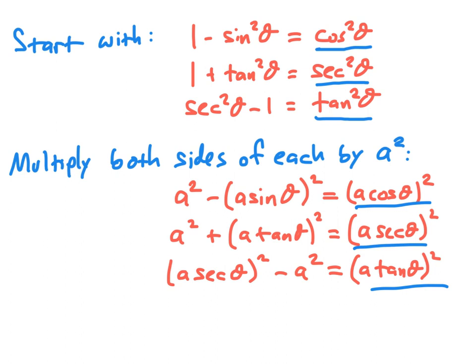On the left-hand side, we do distribute the a squared. And whenever we have a squared multiplied by a trig function squared, we're going to use a property of exponents that says we can multiply a and the trig function together first and then square the product. The result of doing this is what we have here: a squared minus quantity a sine theta squared equals quantity a cosine theta squared, a squared plus quantity a tangent theta squared equals quantity a secant theta squared, and the quantity a secant theta squared minus a squared equals the quantity a tangent theta squared.